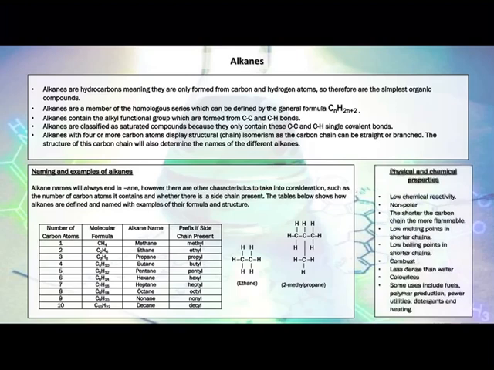Alkane names always end in -ane, but in terms of the beginning of their name, it depends on the amount of carbon atoms, which will determine their name, and if there is a side chain present. And you can see here there are quite a few physical and chemical properties.